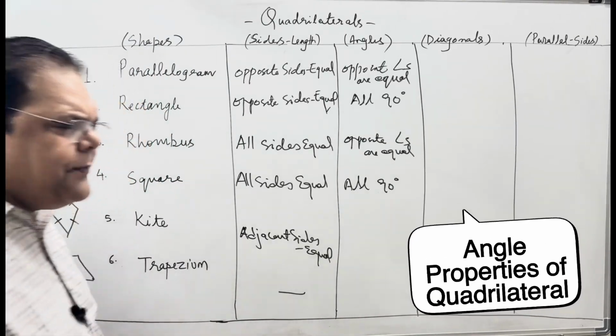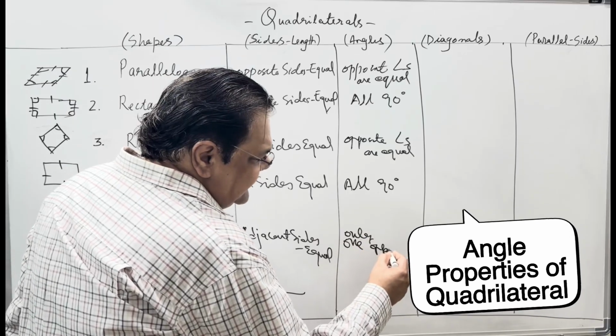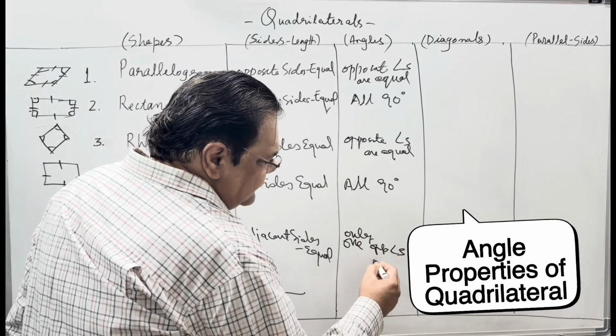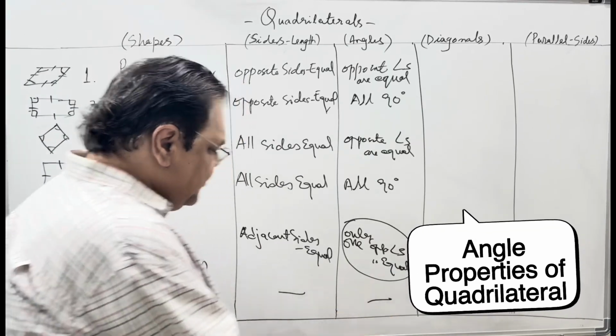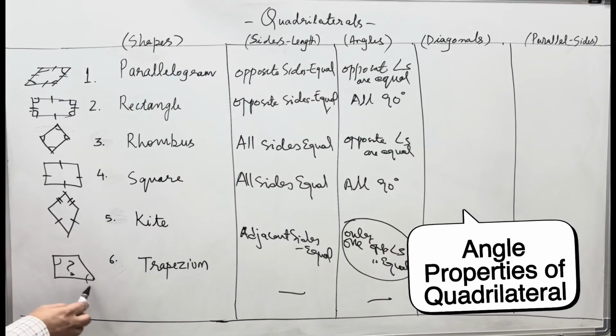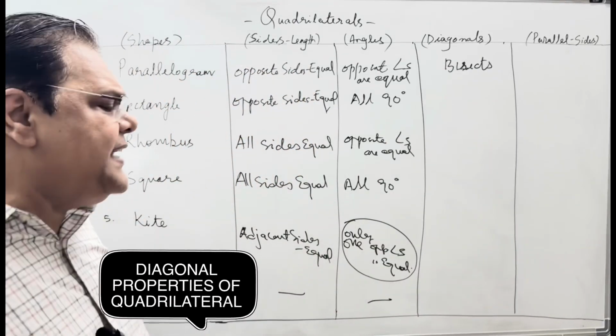Kite, what happens in kite? Only one opposite angle is equal. Trapezium, not known. Opposite angles can be equal, cannot be equal. Nothing is known. Now the diagonals: do they bisect each other?